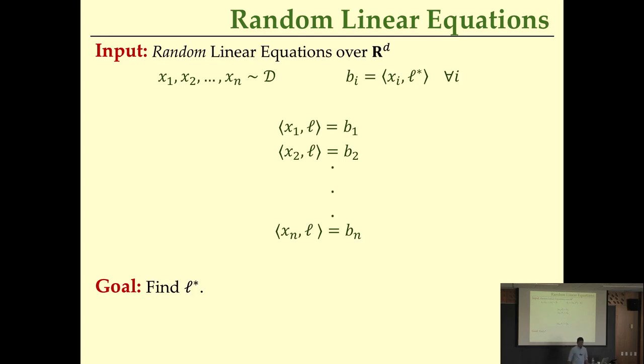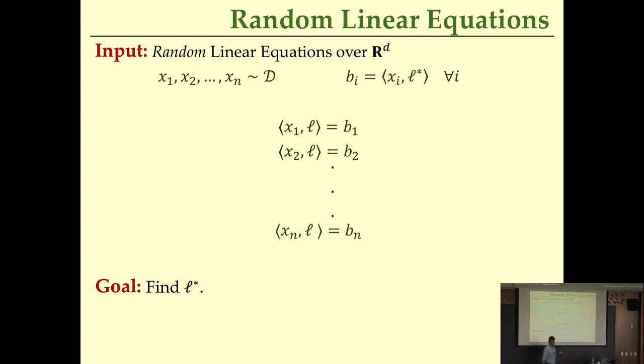And this time, what does random mean? It's an average case model of the previous problem. There is some unknown distribution D on R^d. I generate the coefficient vectors x_i i.i.d. from this distribution D. I compute its value on some L star, and that's how I generate the right-hand sides. Of course, I don't tell you what L star is, and I give you a bunch of these equations. I want you to find out what L star is, okay?